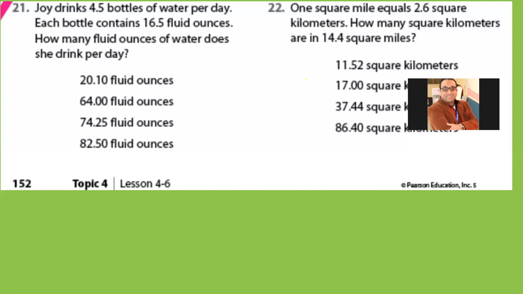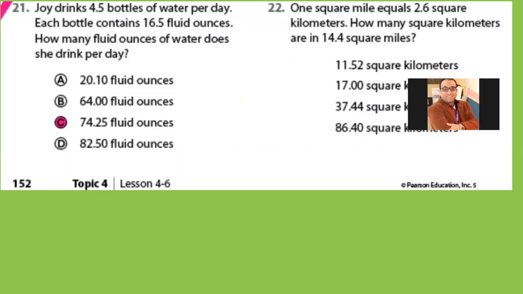Okay, complete reading. We will multiply 4.5 multiply 16.5. It's going to be, read, 74.25 fluid ounces. Very good.